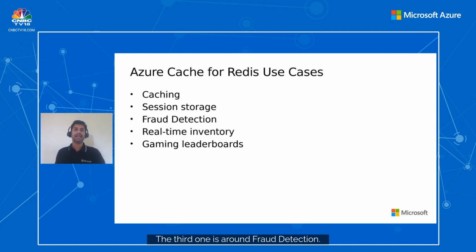And the third one is around fraud detection. Redis usually has a lot of AI and ML capabilities as well, and it runs ML models along with the data.